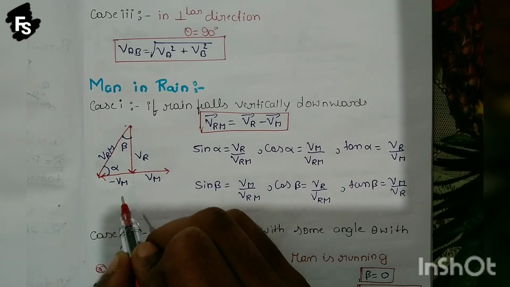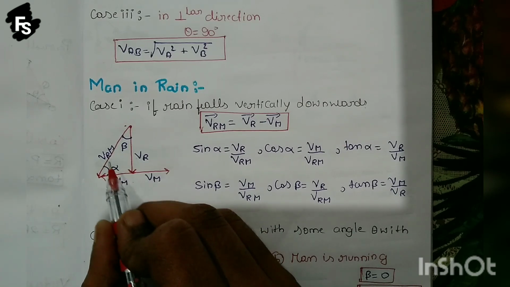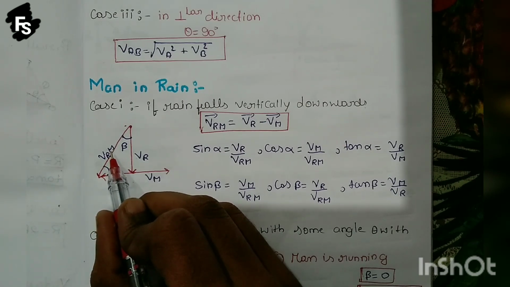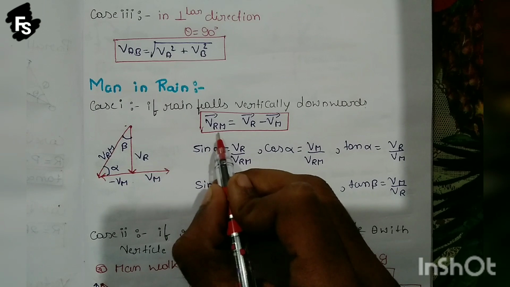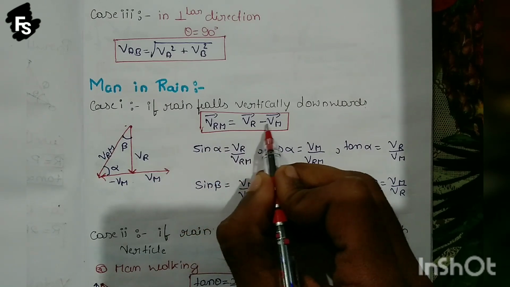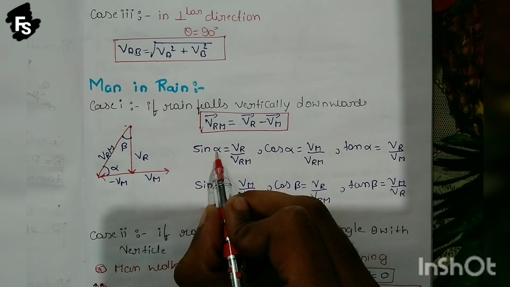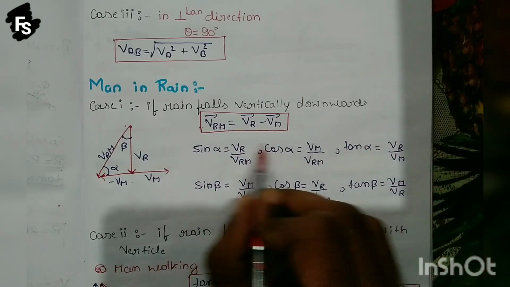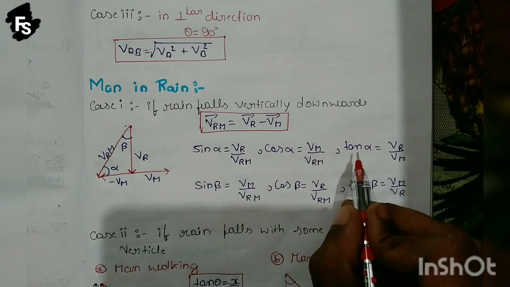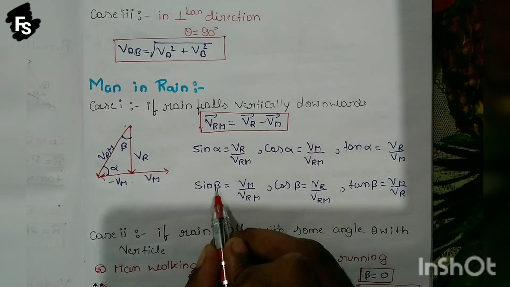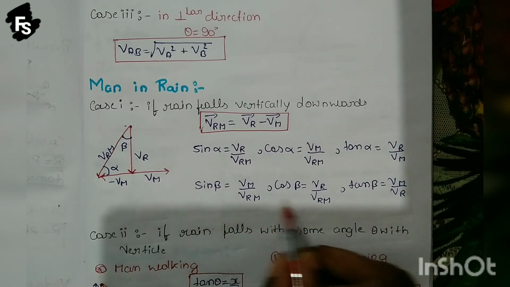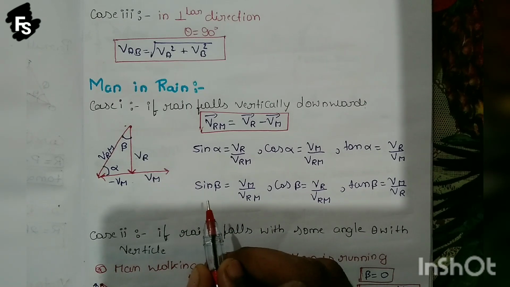Alpha is the direction. Then the velocity of rain with respect to man can be found by the formula Vrm is equal to velocity of rain minus velocity of man. We can find the direction by using these formulas with sine, cosine and tan alpha, and beta can be found by these formulas.